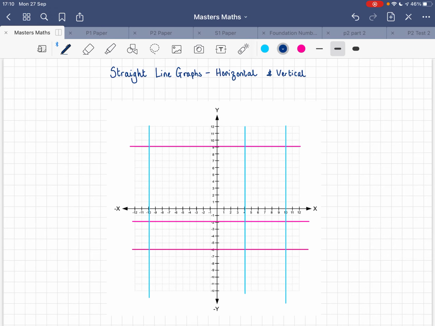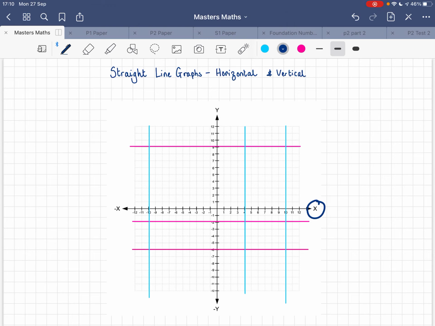So the first thing we need to do is look at horizontal and vertical lines. Here you've got a pair of axes and I've drawn a few different lines on there. We've got these pink horizontal lines and the blue vertical lines. We're going to look at the blue ones first. These are going vertically across the axis and they are crossing the x-axis. Each of those lines crosses and cuts into the x-axis.